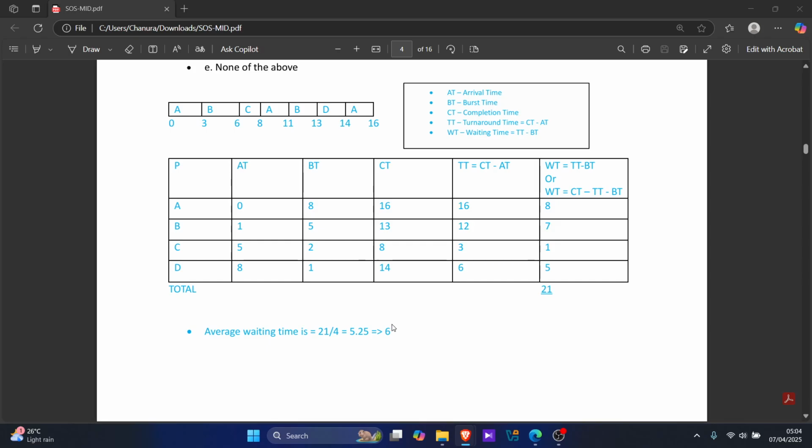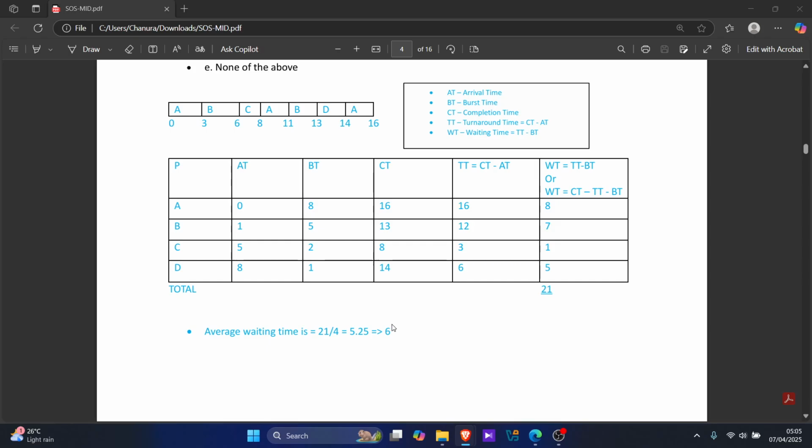None of the above. But let me check another possible scheduling order. Maybe I made a mistake in queue order. When time 6, after B runs, the queue is C, A, B. Then C runs 6 to 8. Then Q is A, B, D. Then A runs 8 to 11. Preempted, Q becomes B, D, A. Then B runs 11 to 13. Then D runs 13-14. Then A runs 14-16. Yes, same as before.